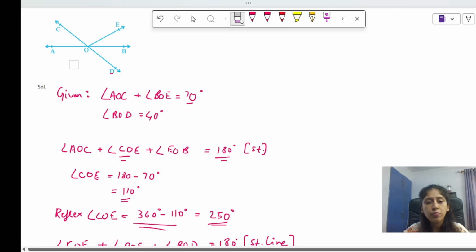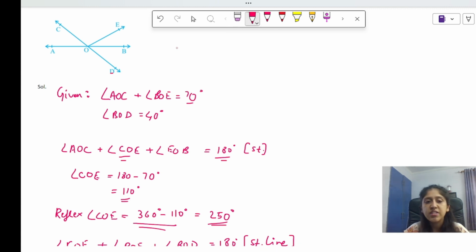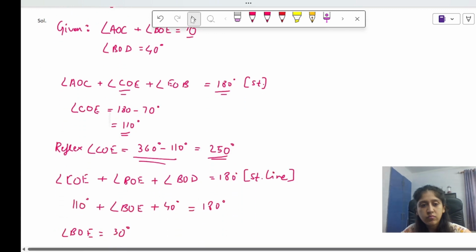This concept is clear, I hope. Yes. Now we'll solve the second part, that was we have to find BOE. Yes, we have to find this angle. Okay. Let's just start. ठीक है, कैसे करना है?